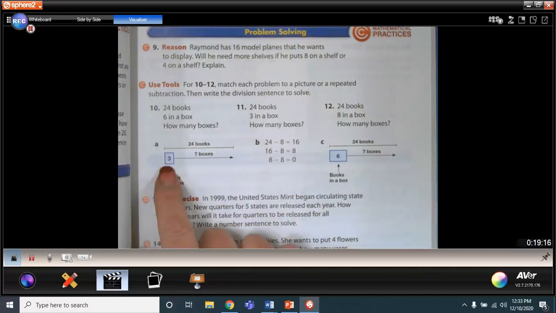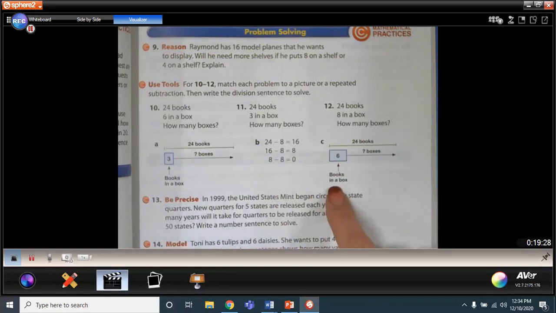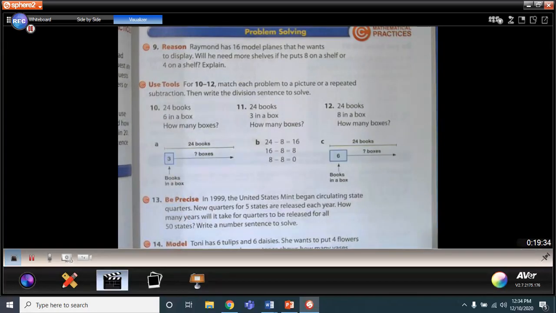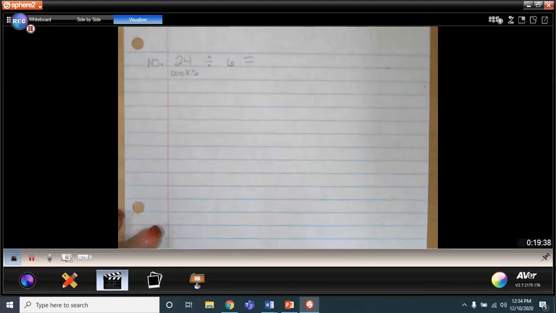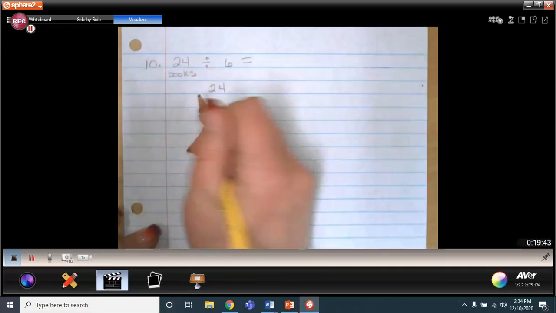Well, here it's showing you that there's 3 books in each box. Here we're putting 8 books in a box because we're subtracting groups of 8 out. And here we're subtracting groups of 6 away. So for number 10, your answer would be C. So we're going to show this and model it. We're going to draw it for ourselves.